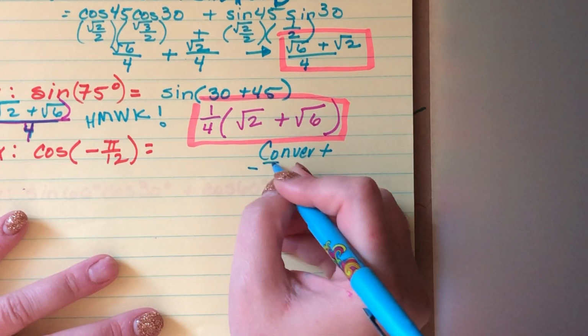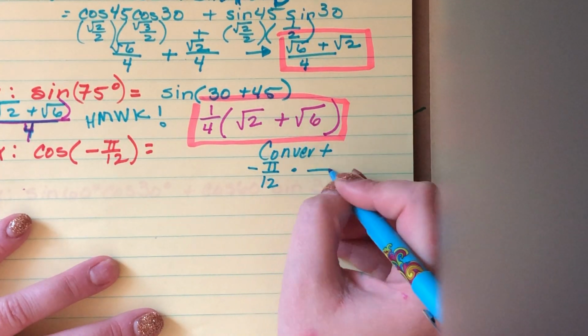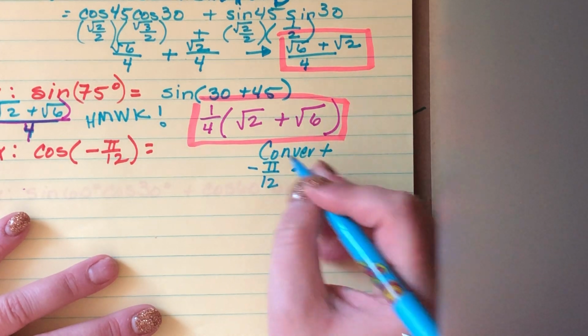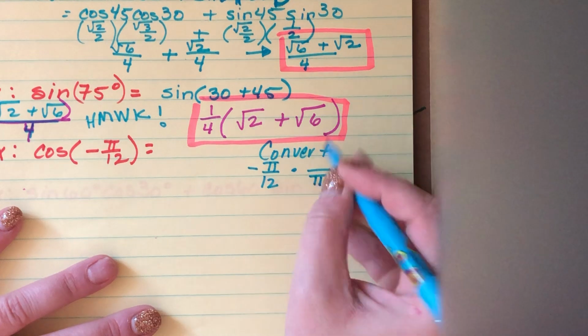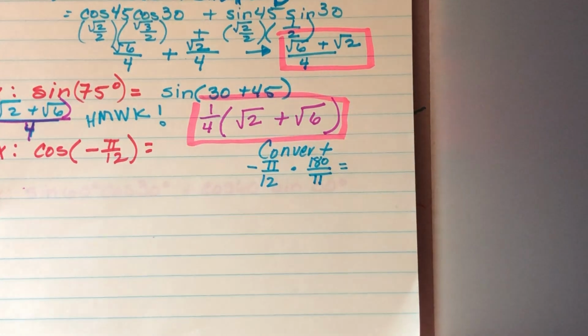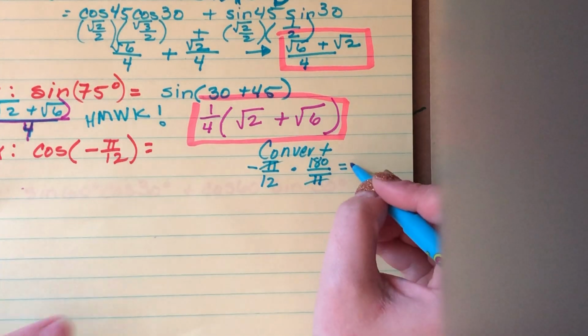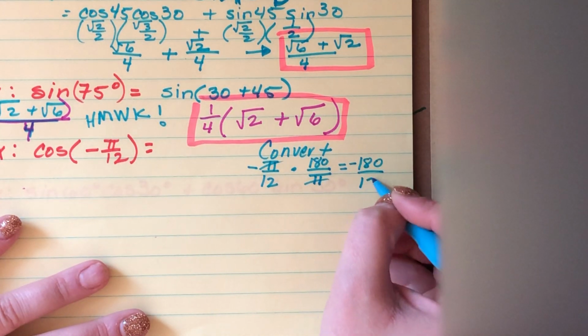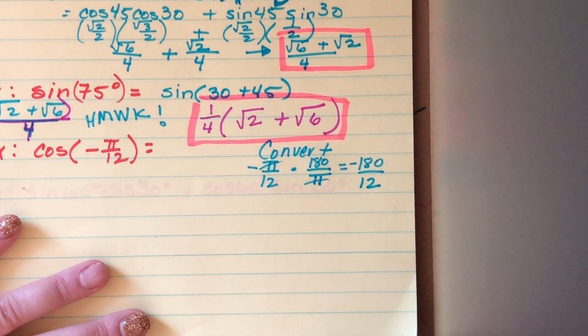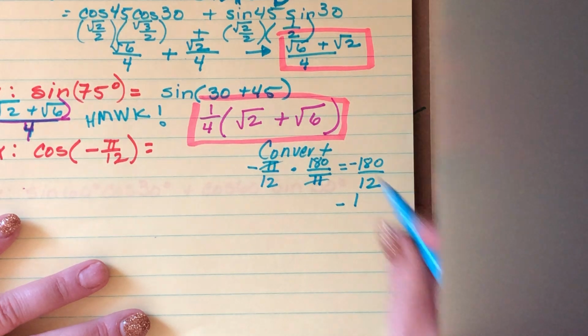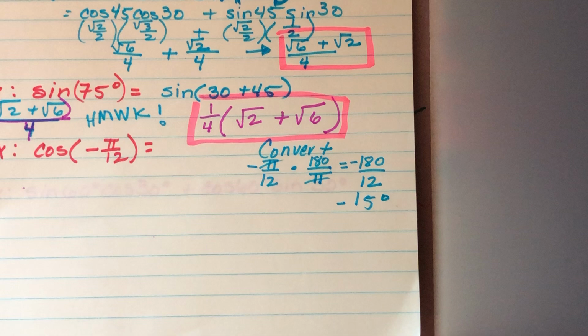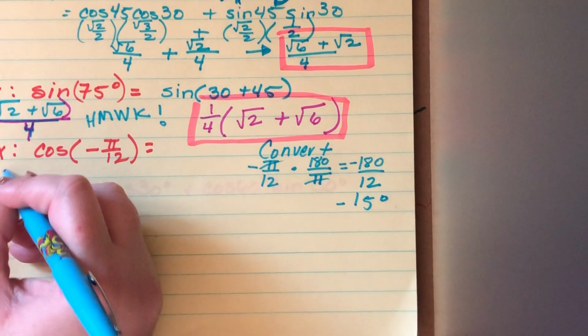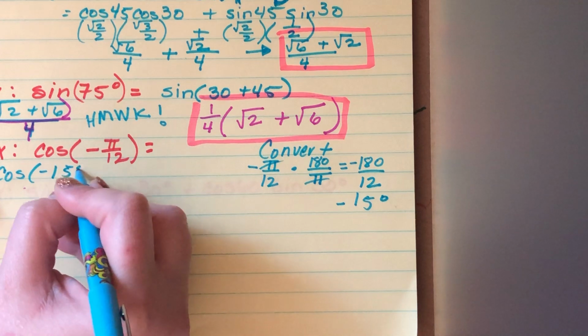So let's take negative pi over 12. To convert it, we have to put the pi on not the top, but on the bottom so that it cancels. And then you put 180 on top. And this makes the pi's cancel, and you get negative 180 divided by 12. I should have done this beforehand. This gives you negative 15 degrees.